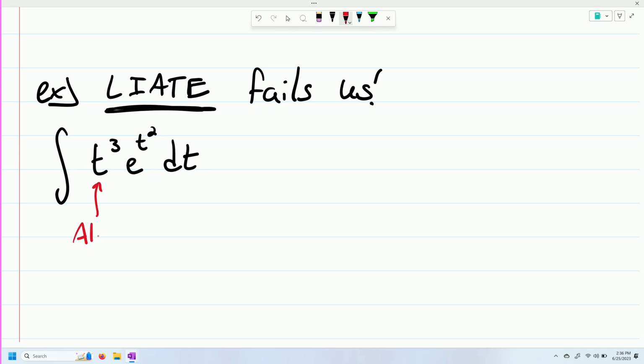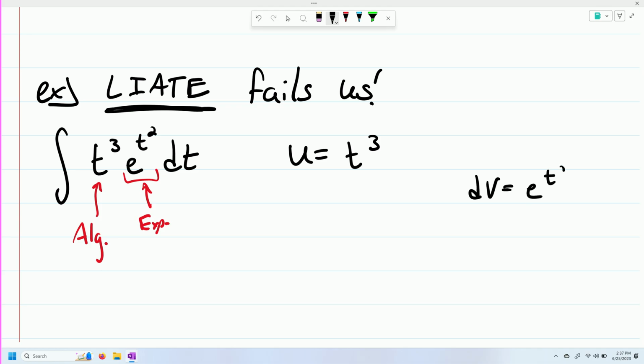T to the third, well, that's definitely algebra. E to the t, e to the t to the second power. So how about I just say e to the t squared? All right, it's definitely an exponential function, right? And if we took this for what it is, that means u would be t to the third, and dv would be e to the t to the second. And then du would give us 3t to the second dt.